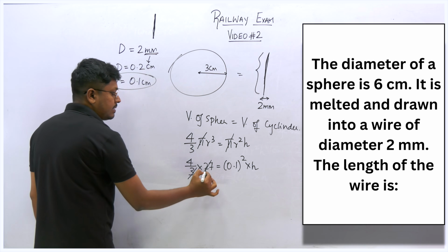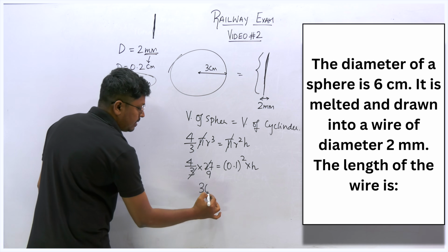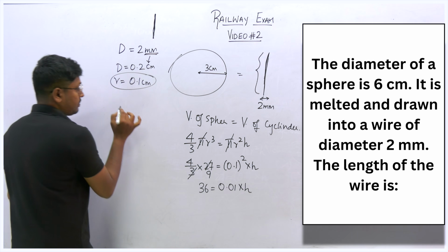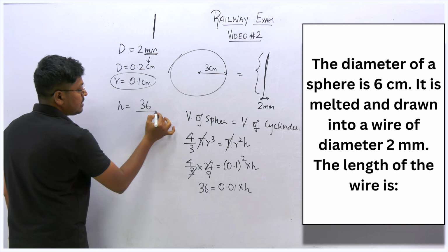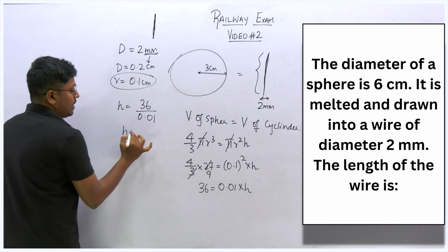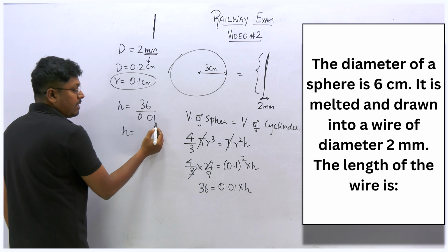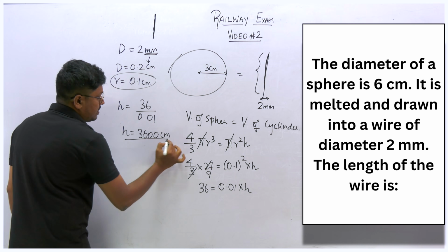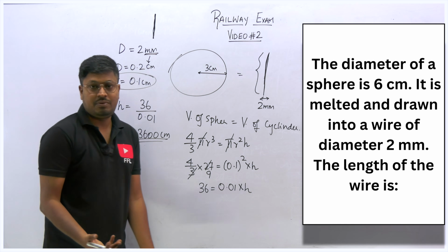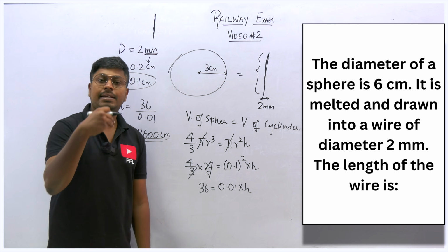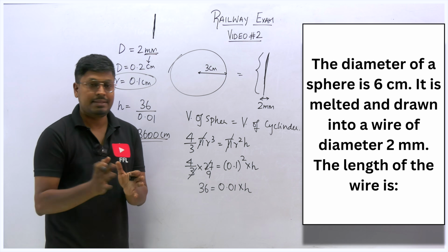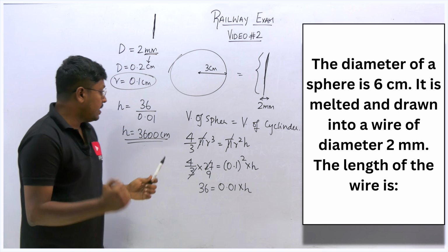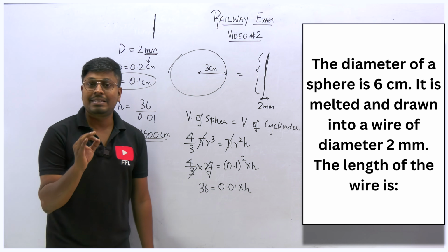When you cancel this, 9 3s are 27, 9 4s are 36. 0.01 into h. 36 divided by 0.01. So h is equal to, when you remove this decimal point, 1 divided by 100. So 100 goes to the numerator, 3600 centimeter. Finally, height is nothing but the length. I have told you, right, just now. When you take a cylinder, you can say it as a height or else length of the cylinder. Both are same. One thing that you should remember is the wire will be in the form of a cylinder. Understood? So finally, friends, we got an answer as 3600 centimeter.